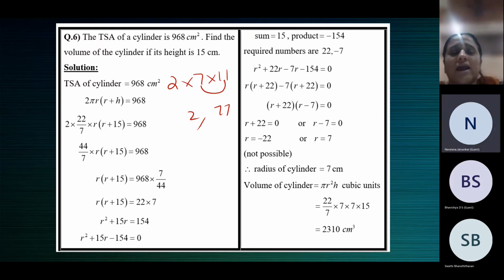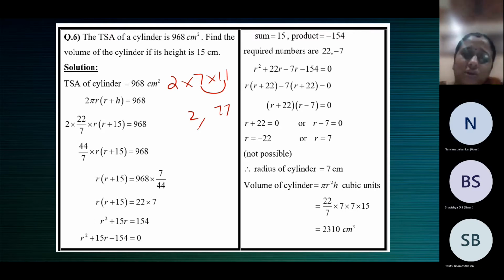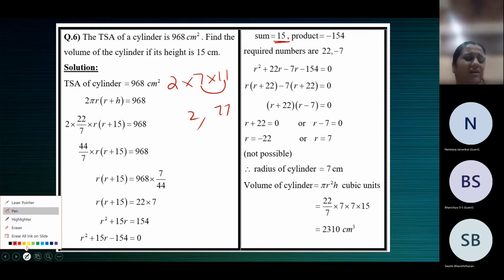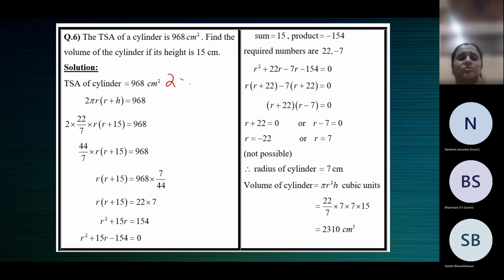What will you get when you add and what will you get when you subtract? On adding you will get 79, subtracting you get 75, but we need to get 15. No, this combination will not give us 15. So let's try a different combination with 2, 7 and 11.